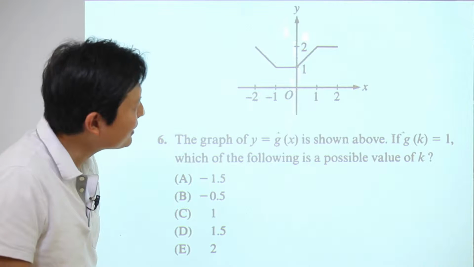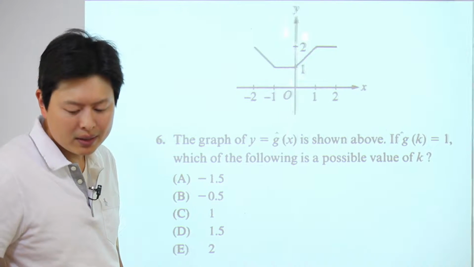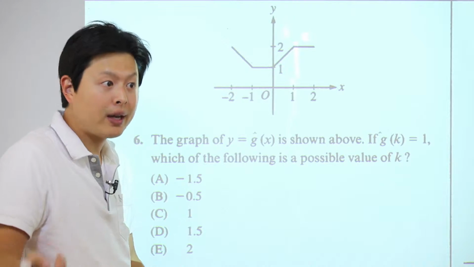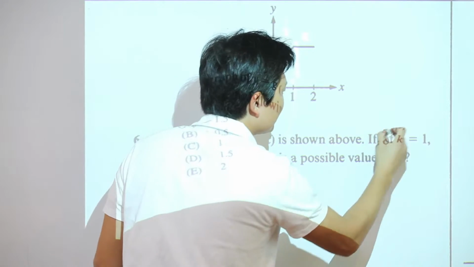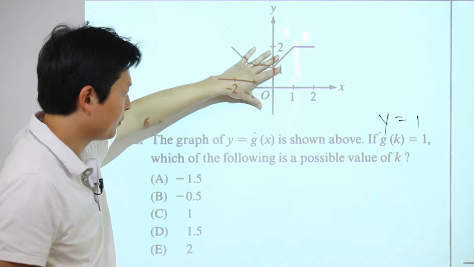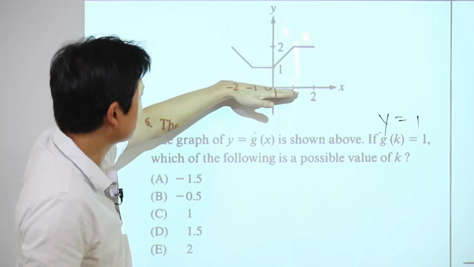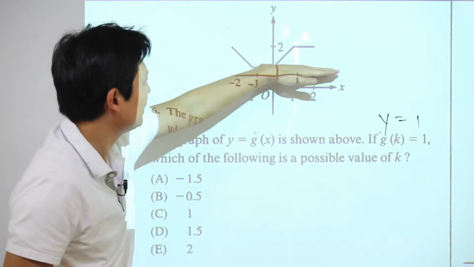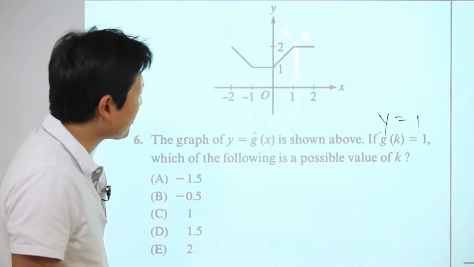Simply saying that, look at the graph. If g of k equals 1, and what does g of k mean? G of k, f of x, anything like that is always the y, right? So what this really says is y equals 1 on this graph. And here is the y-axis, the 1 on the y-axis is up here somewhere. Anywhere at this height is what you're looking at on that graph. Which of the following is a possible value of k?